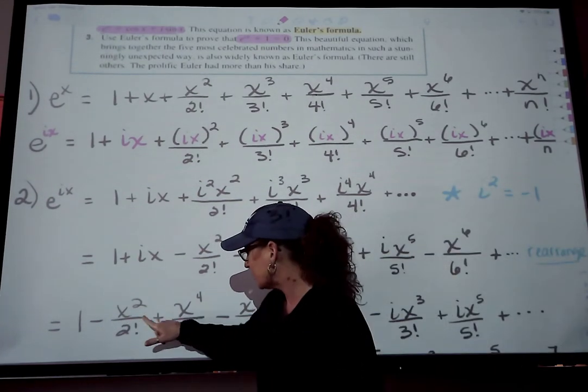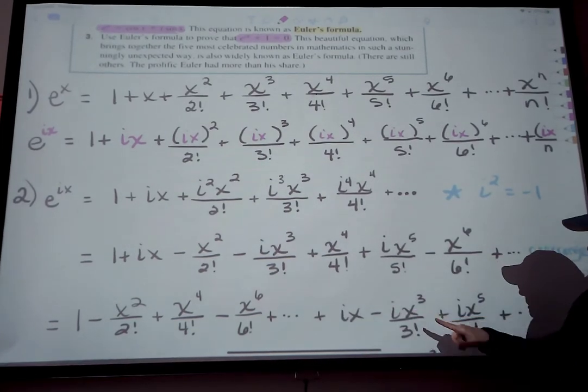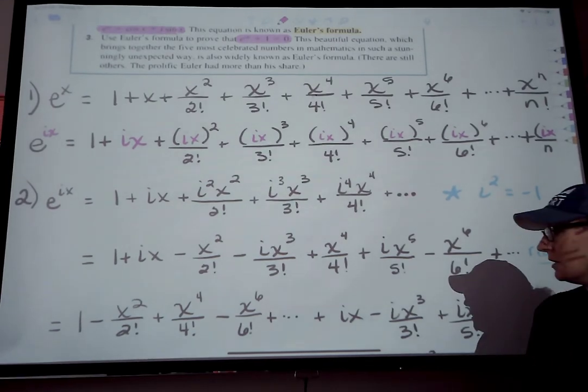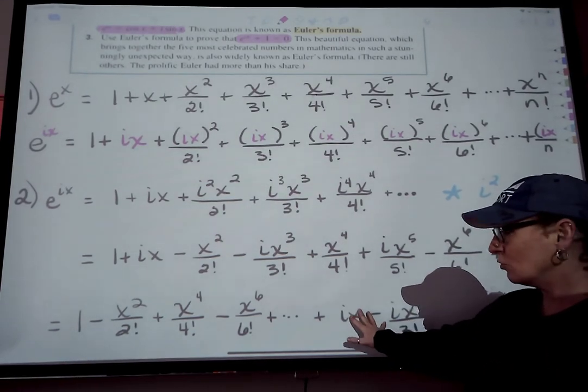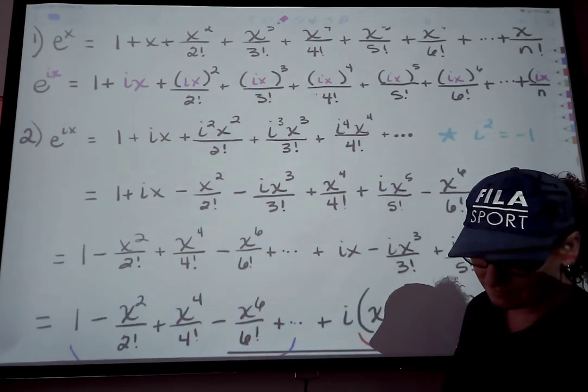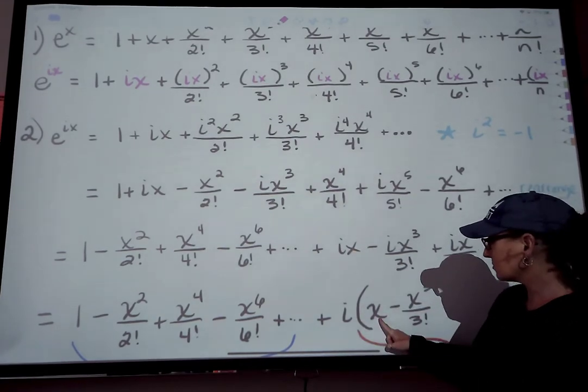So here are all of my terms that don't have an i, and they keep going, they keep going. And then here are all my terms that do have an i, and those keep going, and keep going. Now with my second grouping, I'm going to factor out an i. So factor out an i, here's what's left.